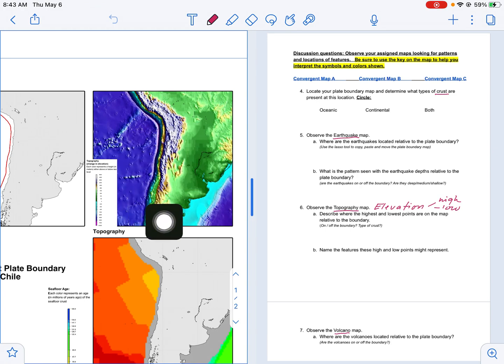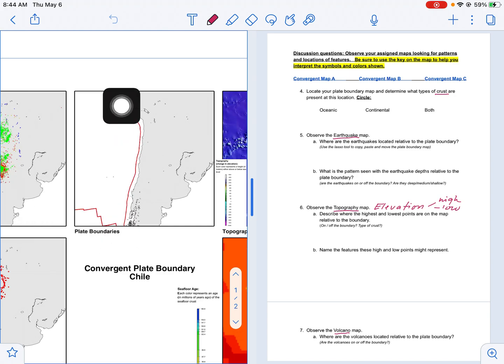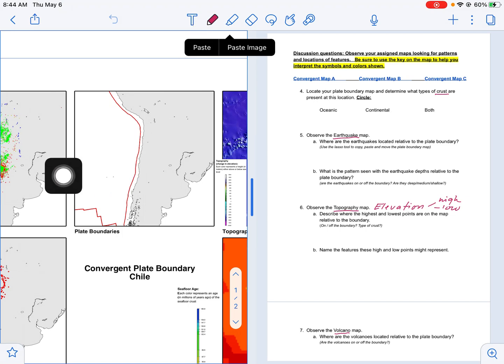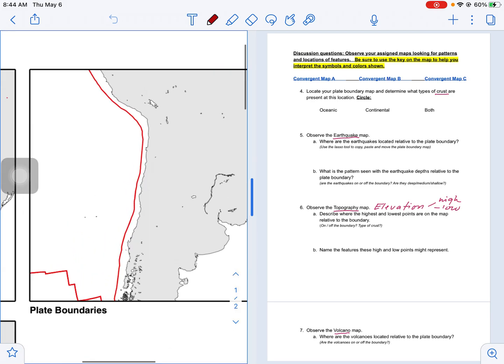For this particular map, we would say both, right? We have some ocean crust and some continental crust on either side of the plate boundary. This is really our focus, this red line. All of our data is going to be centered around where it is relative to that line. So we need to put that line on every single map. We're just going to grab a color up here. Maybe you want to stick with red and make it a little darker. The first thing we want to do is trace this boundary line.